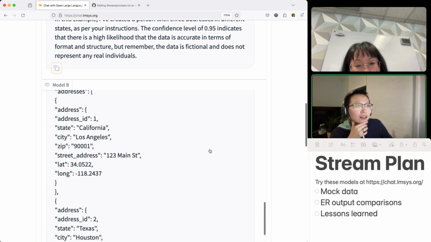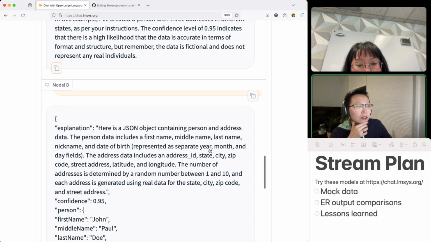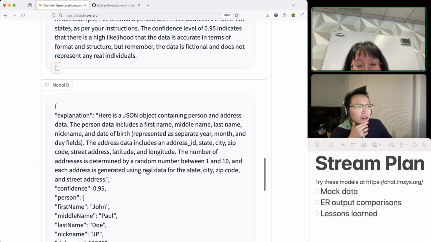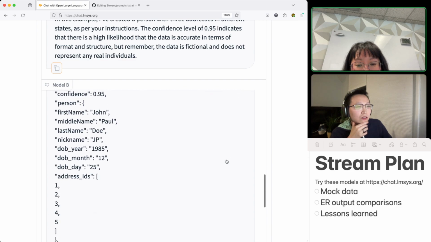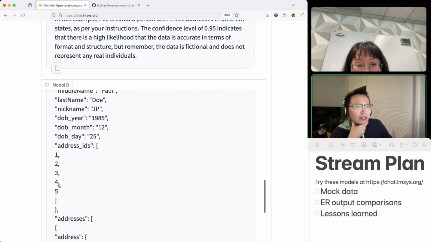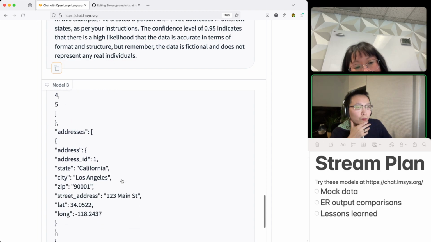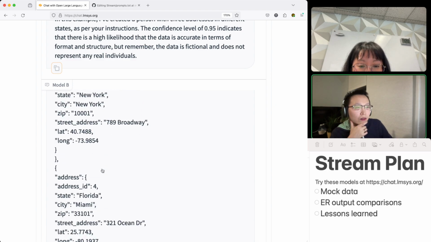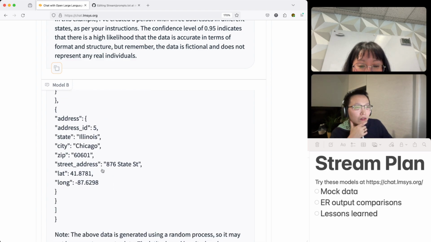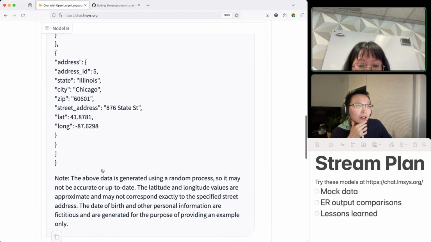This time for this one, it didn't tell me how many it's going to choose. Oh, but it did. It had five address IDs: one, two, three, four, five, right? So let's double check it. One with everything. Two, three, four, five. Okay, done. Good.